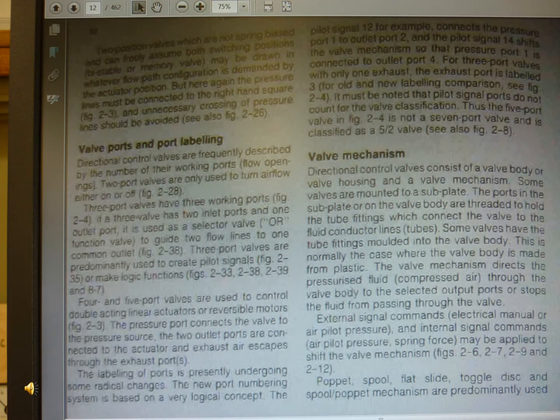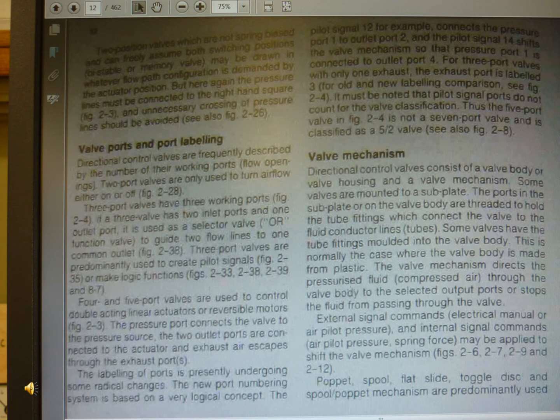The valve ports and the port labeling. Directional control valves are frequently described by the number of their working ports. The 2-port valves are usually used to turn the airflow on and off. The 3/4 valves have 3 working ports, the 4/4 valves have 4 working ports, and the 5/4 valves have 5 working ports.